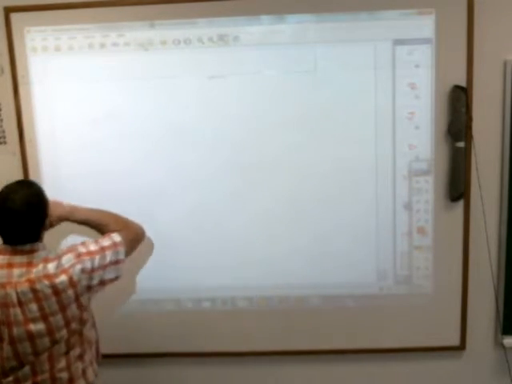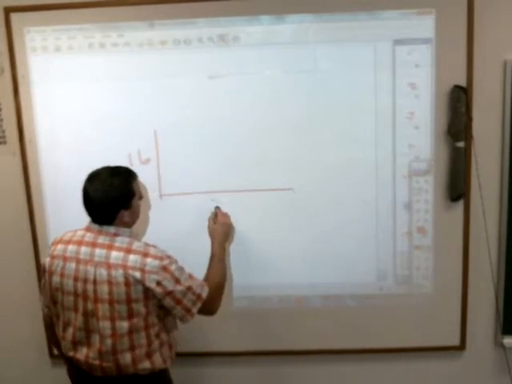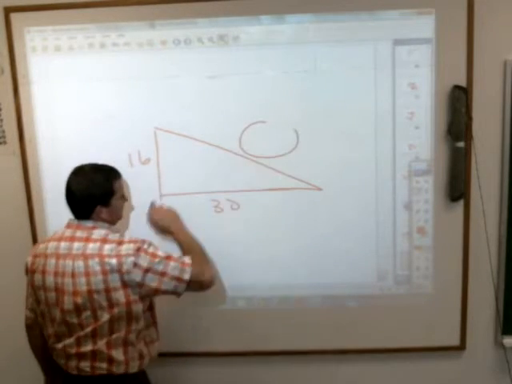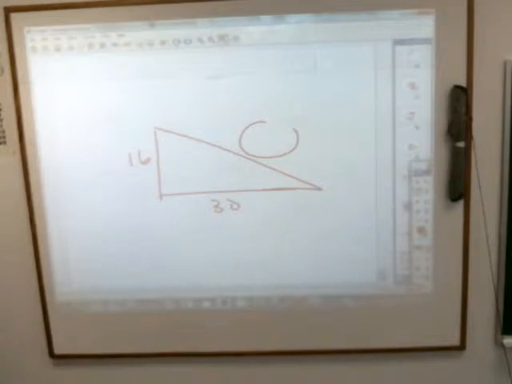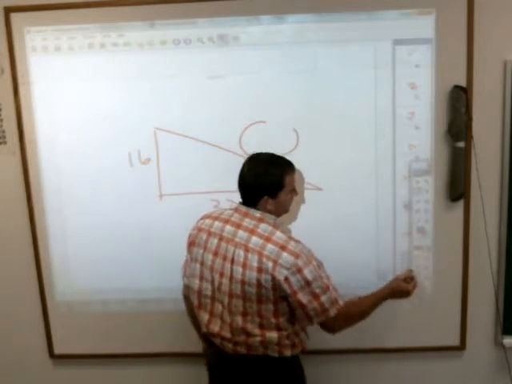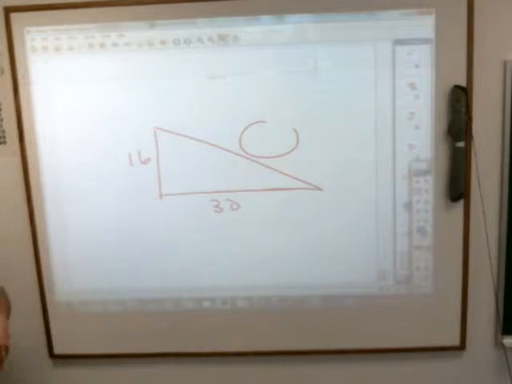Let me give you another example. Let's see. 16, 30, blank hypotenuse. 16, 30, I look on my triples chart, I don't see any 16s or 30s, but I look at 16 and 30 and I go, those both can be divided by what number? What number goes into 16 and 30?